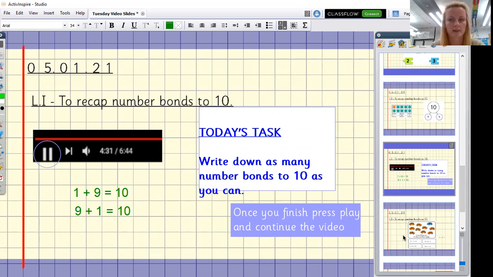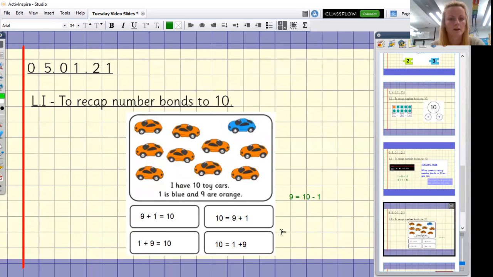Okay, well done on today's task. Don't forget to email it to the class email and you'll be able to receive some feedback, hopefully. So here we go, we've got a worded problem. I have 10 toy cars. 1 is blue and 9 are orange.